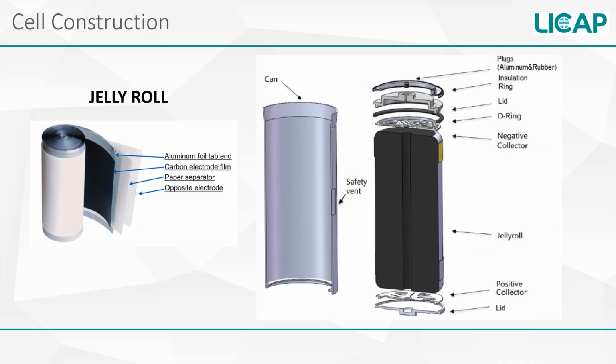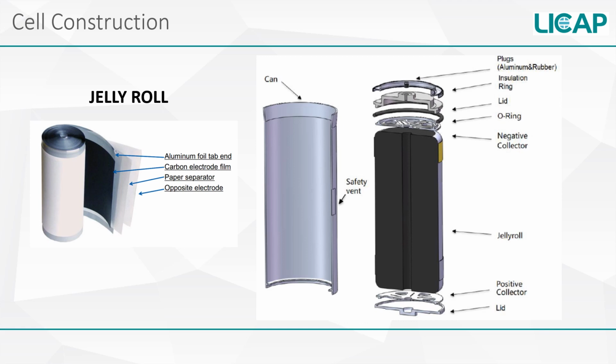The construction of an ultracapacitor cell isn't much different than a typical cylindrical capacitor. A jelly roll winding consists of layers of carbon electrode aluminum foil current collector laminate, followed by the semi-permeable separator paper and another identical carbon electrode aluminum foil current collector laminate. You can see that on the left. The jelly roll is placed inside the metal can enclosure.